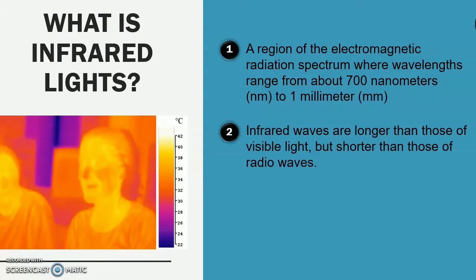What is infrared light? It is a region of the electromagnetic radiation spectrum where wavelengths range from about 700 nanometers to 1 millimeter. It is also a longer wave than those of visible light, but shorter than those of radio waves.